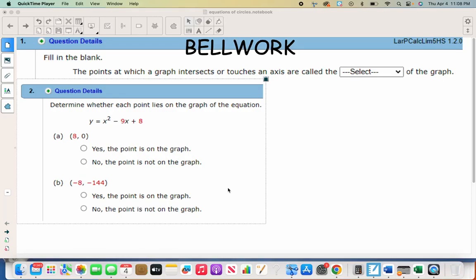I know that I told you guys that I would be doing a practice test, but instead I forgot that I have to teach you guys how to write the equation of a circle and identify specific parts of a circle, right? Well, we're going to start with this bell work. So this is bell work.